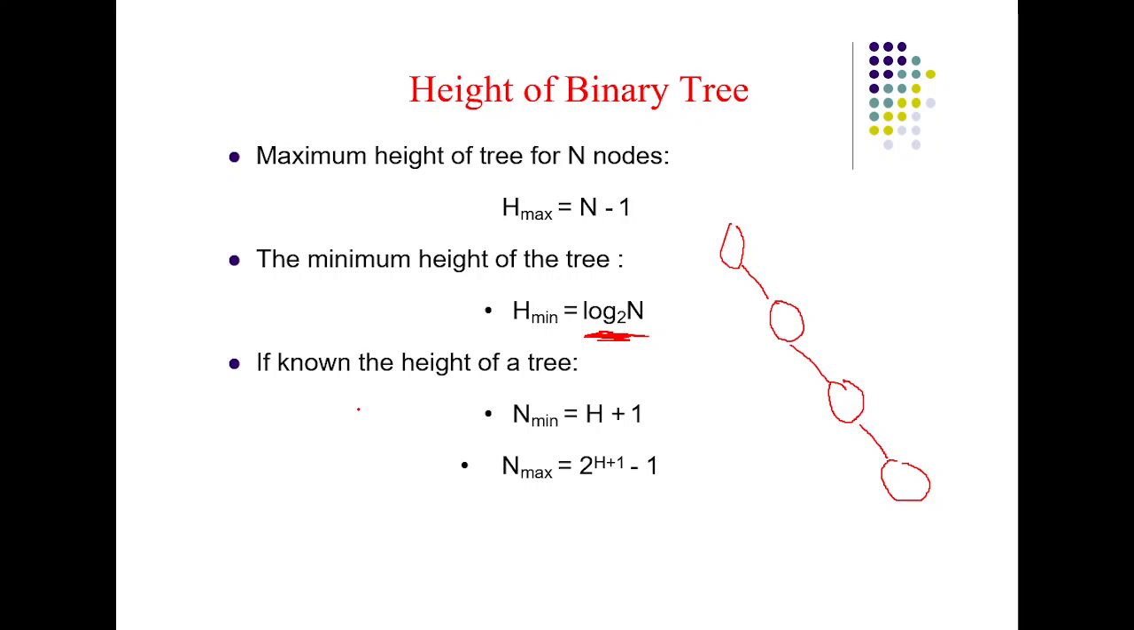And last, if we know the height of a tree, then definitely we can also tell the number of nodes present. So if the height is h, then the minimum number of nodes will be h plus 1, and the maximum number of nodes will be 2 raised to power h plus 1 minus 1. So with this we can find the minimum and maximum number of nodes.